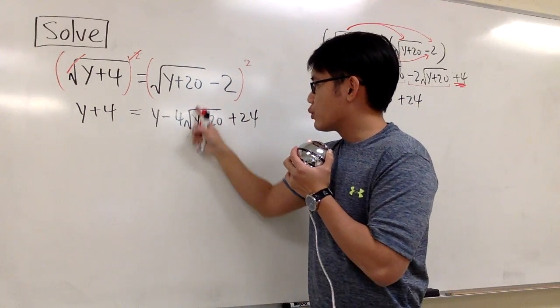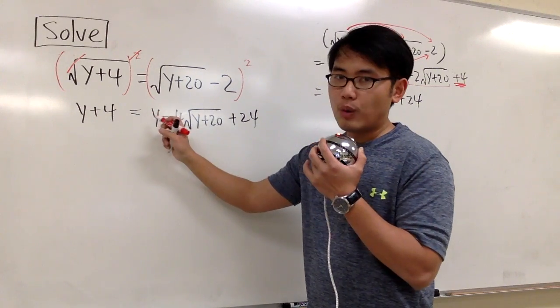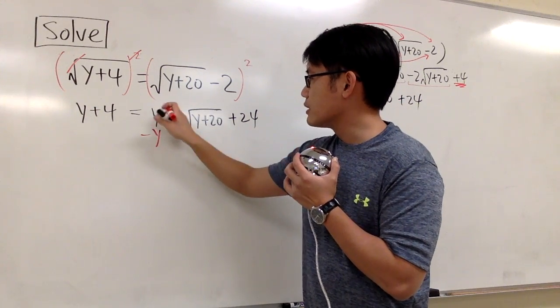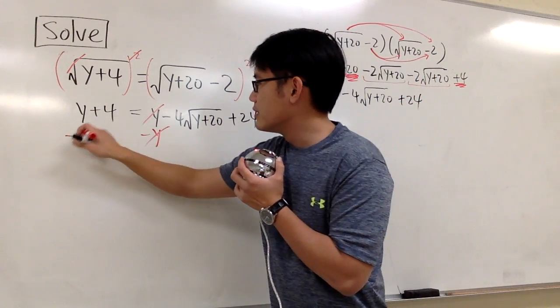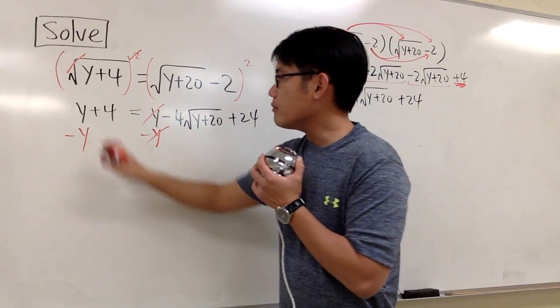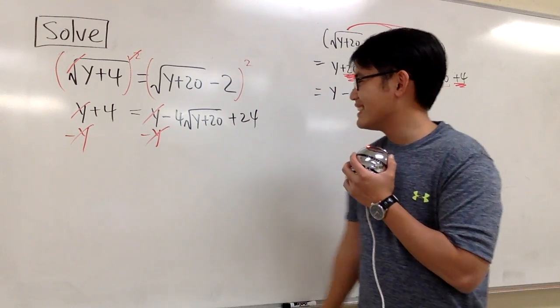So I want to isolate this square root on the right-hand side. I don't want to have this y though. This is the positive y, so that's minus y right here, so that the y and y cancel. But then I have to do the same thing on the left-hand side. So that's minus y right here as well. But then this y and that y also cancel out, which is really nice, right?